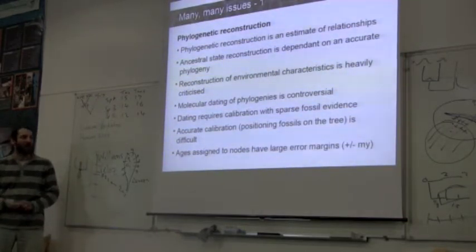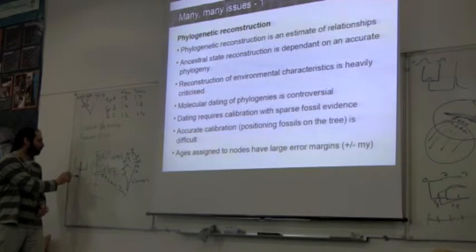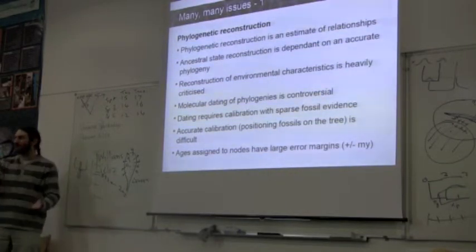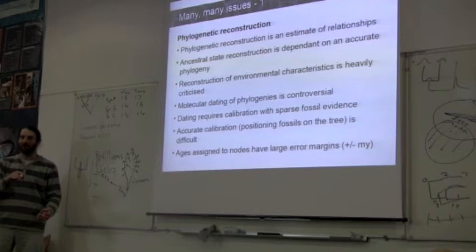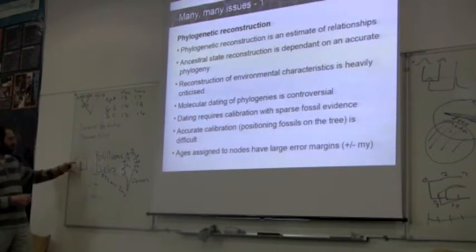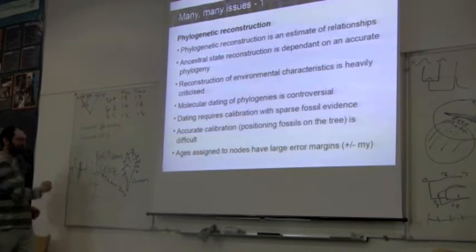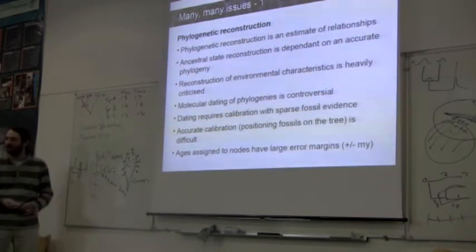And we saw that on the Smith and Donoghue phylogeny. Okay? So we can put an age on our ancestral nodes, but that comes with an error. And you might remember that our paleoclimate reconstructions come with an error as well. Okay? So we've got an error here, and we've got an error associated with our environmental data, and they might overlap, and they may not.